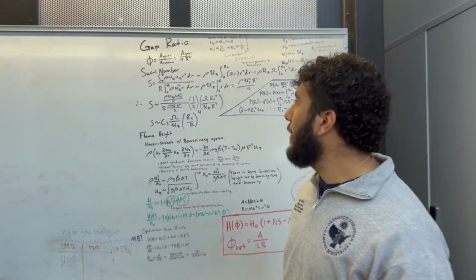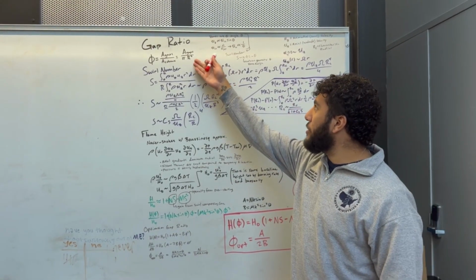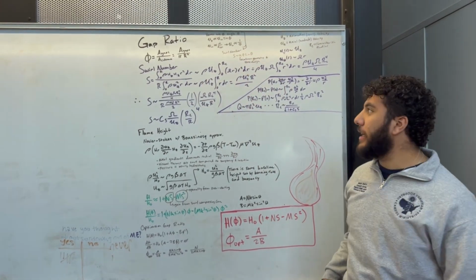Boom, here's the math. So first we have the gap ratio and the vane angle, which you learned about 5 seconds ago, so you never remembered it. Oops. Well, here's an explanation of the vane angle and gap ratio.